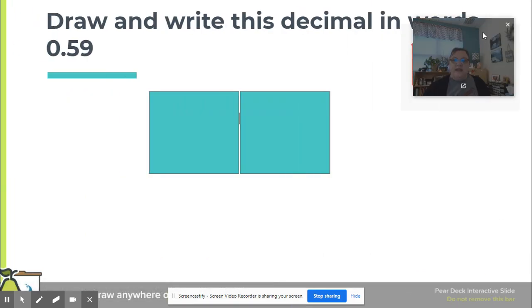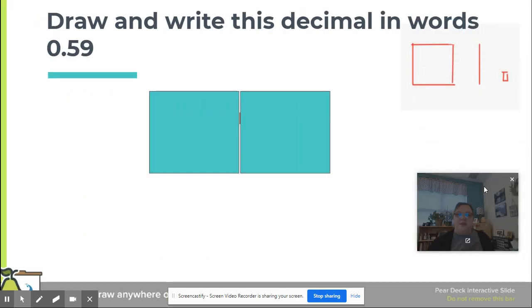So they're equal. Now, I need you to open up the Pear Deck link, and you're going to want the video and your Pear Deck link probably going on side by side. So you want to split your screen, and your first slide is draw and write this decimal in words. So I want you to draw it first. Now, I want you to think of this as being one whole. This would be 1/10, and this would be 1/100th when you're drawing this.